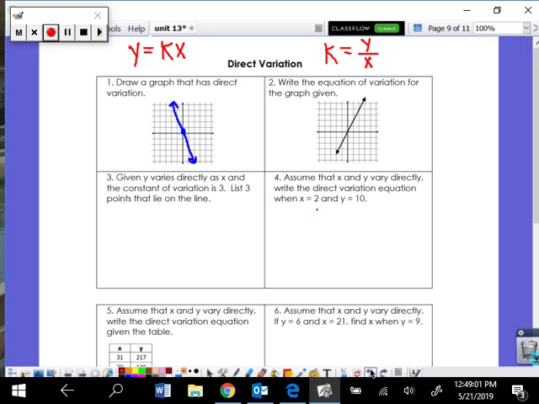So looking at number 2, we just need to find the k. If you remember from last time we looked at these notes, we know that k is also the slope of the line. So I just need to look at the slope of this line and plug that in for k. So it looks like I'm going up 2 to the right 1, up 2 to the right 1. So our slope would be 2, and our equation would be y equals 2x.